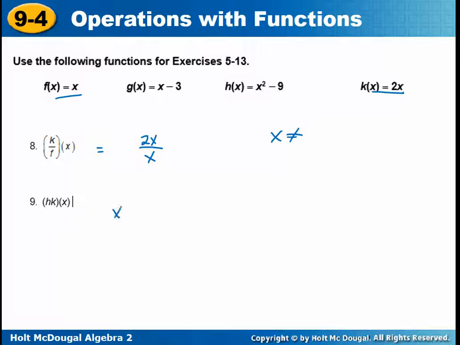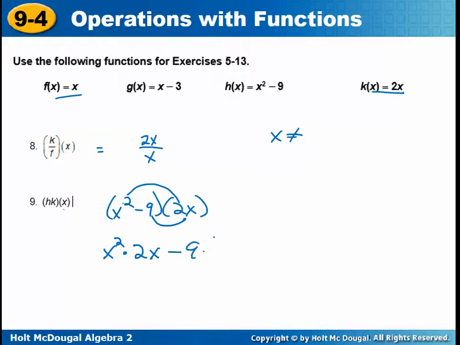We have h of x is x squared minus 9. And k of x is 2x. That's also not going to be very hard. You're just going to multiply both parts by 2x. So we will get x squared times 2x. I'll just write it out. Minus 9 times 2x. And then you will simplify both of those parts and find out what you get.